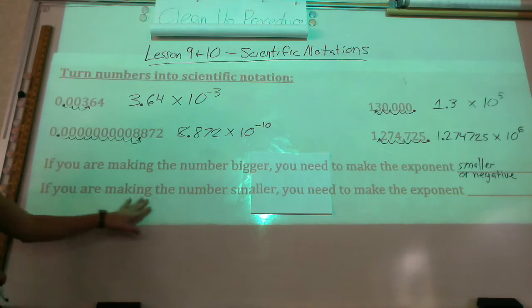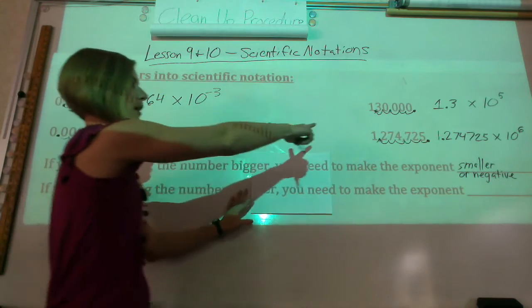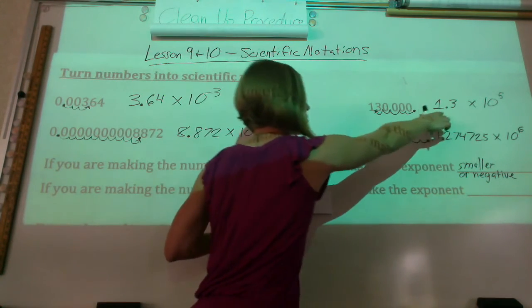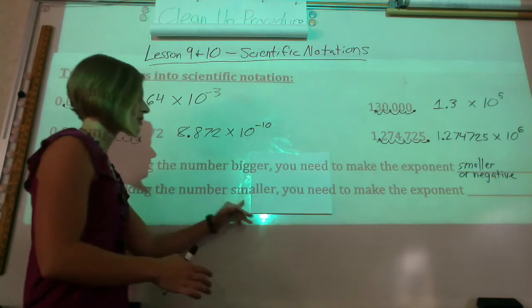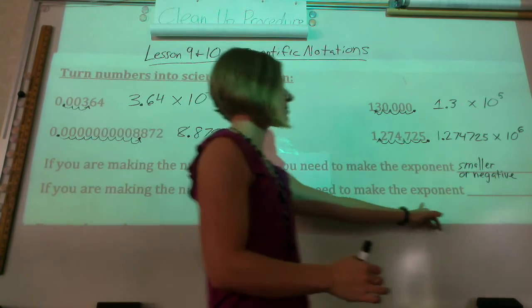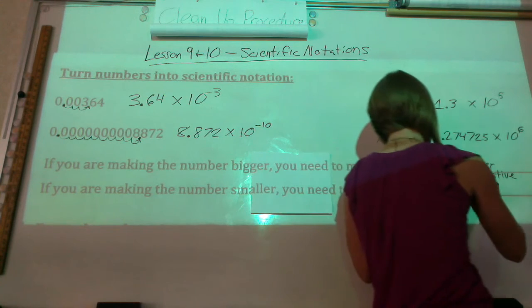Next thing, if you are making the number smaller, like we were there, because it's not 130,000, we changed it to 1.3, so we made it smaller, you need to make the exponent bigger to counteract it, or positive.